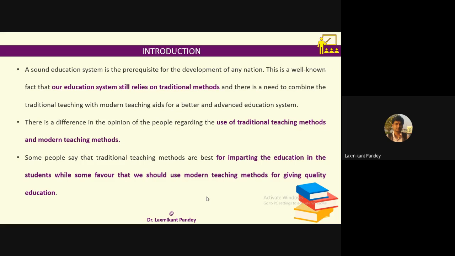But it is a question of debate which one is better. Are the older techniques better, or the newer techniques which we are using for teaching in the lower classes, like high schools or higher secondary schools, or in higher education? What type of methods are we using nowadays? So which one is better? It is a question of debate, because both methods have their own merits and demerits.